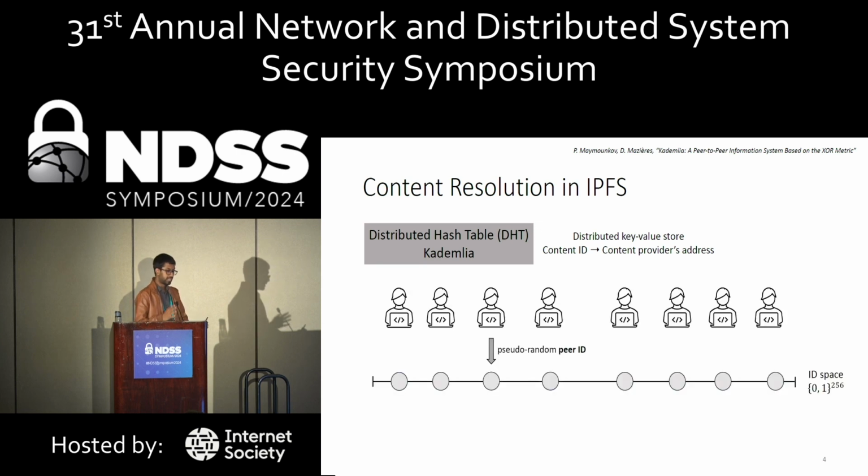And so in Kademlia DHT, the peers who are in the network, each of them has a pseudo-random peer ID, which is in this ID space of 256-bit strings.